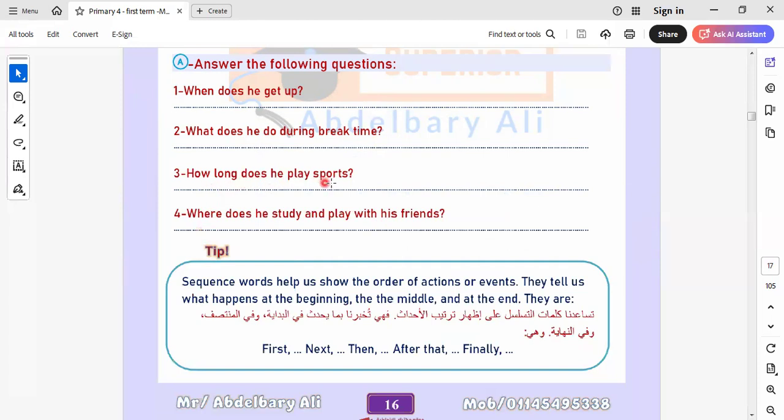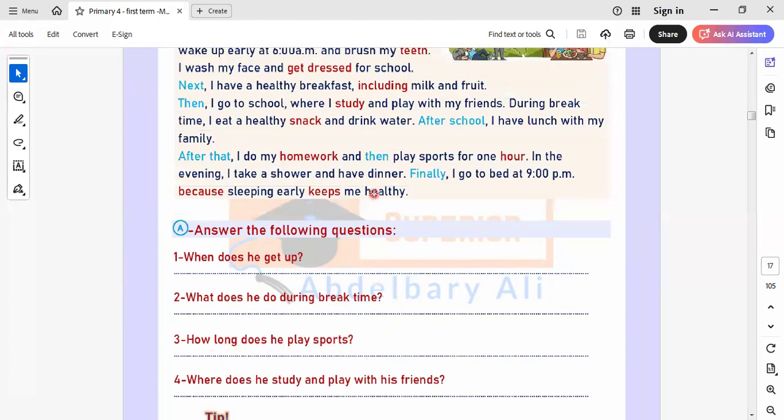How long does he play sports? So here I ask about the period that he takes to play sports. It will be here what?